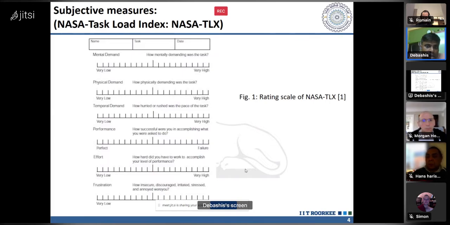This is one very common subjective workload measurement scale, the NASA TLX. You can see that the scale is divided into mental demand, physical demand, temporal demand, performance, effort, and frustration. So six metrics are there, and each metric is divided into different parts, from very low to very high. These are the ratings. Based on the scale, the subjects put a mark on every metric, and the average score is evaluated as the overall performance of the participant for the task.